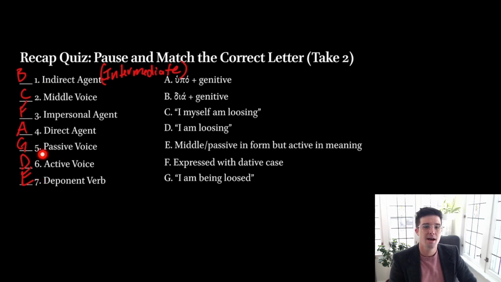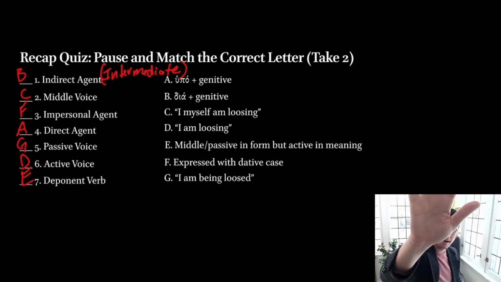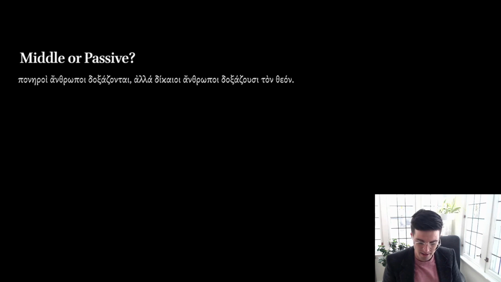So once again, if you've gotten these right, let's go ahead and do the high five. 1, 2, 3, high five. Way to go. And let's do another little bit of active learning here where you're doing some of the work. I'm going to ask you to identify the verb in the sentence and whether it's middle or passive. So we'll do 3 different ones of these, and as always, we'll do it scaffolded.